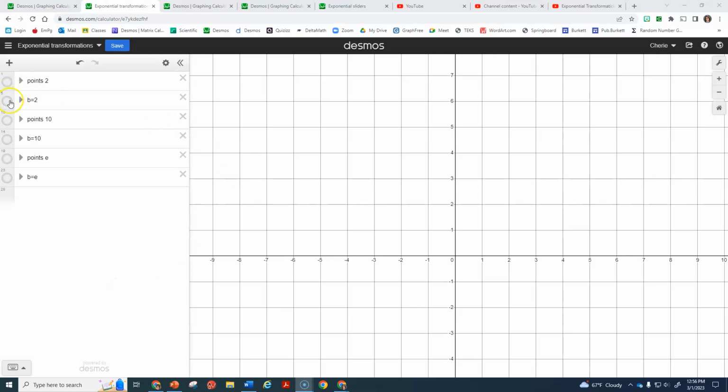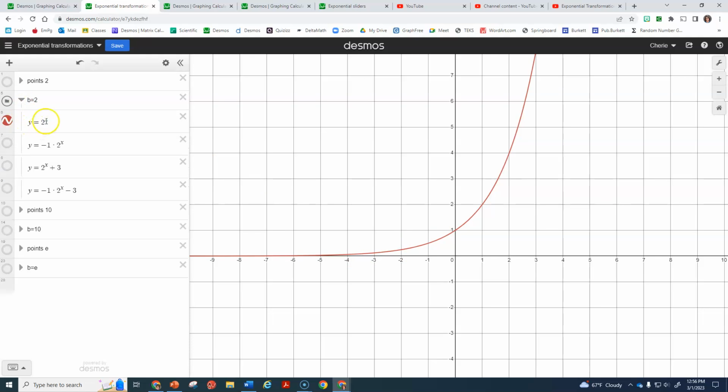Okay, so I have the parent functions right here graphed. This is y equals 2 to the x. I have the points that I was talking about right here, showing you that it passes through. Since my b value right here is 2, then it's going to pass through (0, 1). Again, it's 1 because my a value is 1.